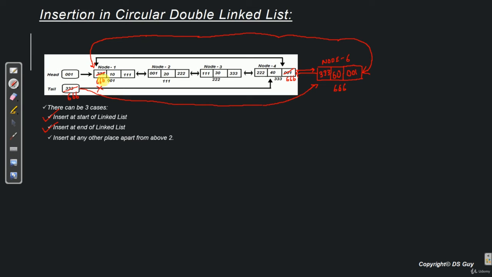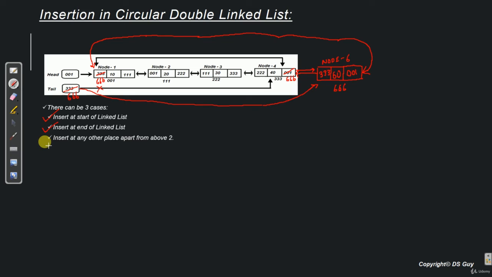Then the last step was we updated the tail reference, because the tail should be referring to the last node, and the last node right now is 666. So this is how we insert a new node at the end of a list.